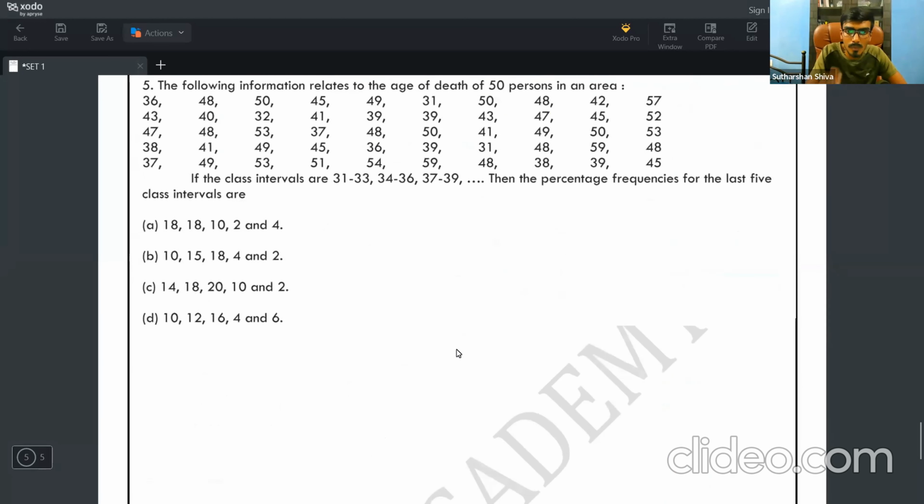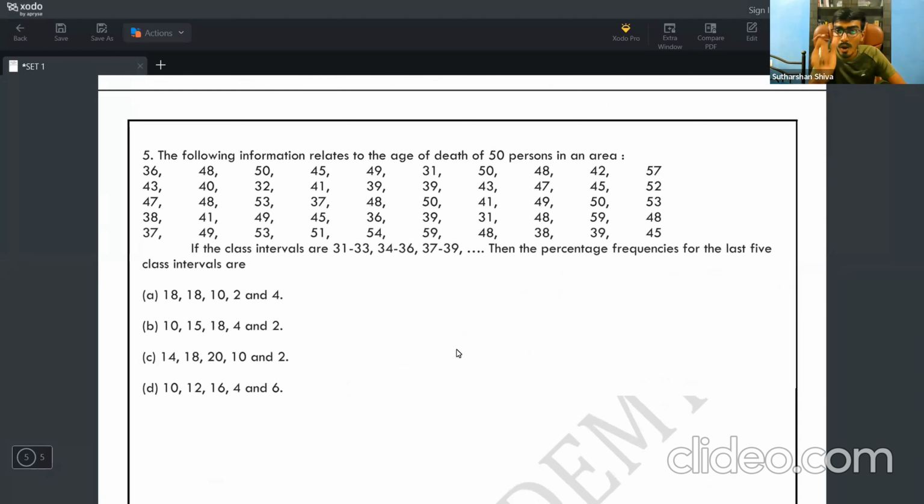Now come to another, the fifth problem. I want set 1 to be a completely complex problem, so I intentionally took this sum. They have given data of 50 people in an area and their ages. They have given class frequencies like 31, 33, 34, 36, 37, 39. The percentage of the last class they are asking.